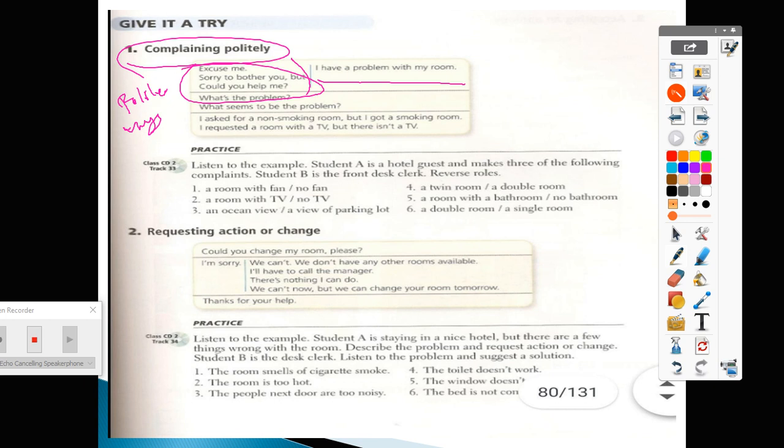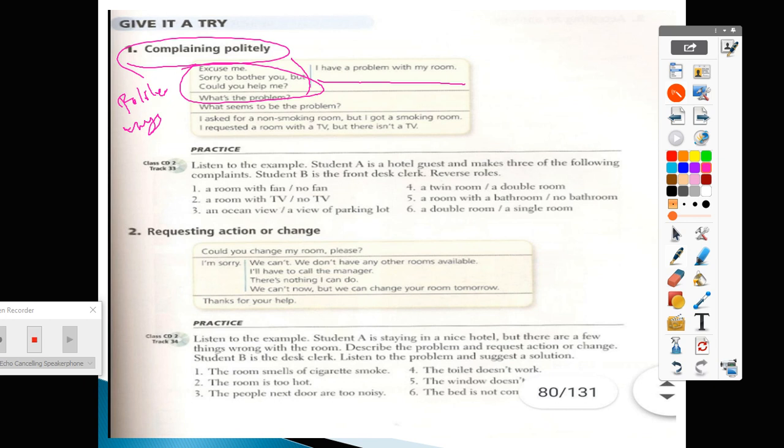What's the problem? What seems to be the problem? I asked for a non-smoker room, but I got a smoker room. I requested a room with a TV, but there isn't a TV. So these are complaints of the people who usually stay in 3-star and 2-star hotels. In 5-star and 4-star hotels, you would never find such things. If you reserve something, you would find it exactly as you booked it, without change.